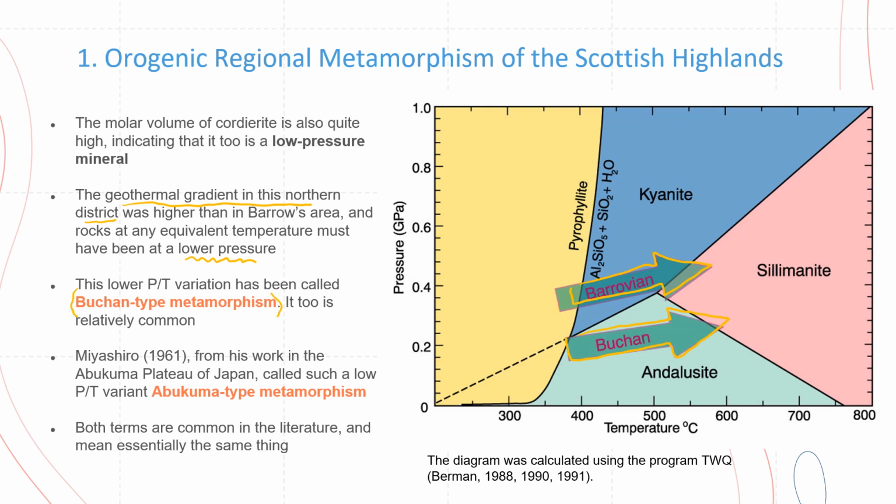And this too is a relatively common thing. So Miyashiro, from his work in the Abukuma Plateau of Japan, also called such a low PT variant the Abukuma type metamorphism. So these two terms here are both common in literature, and they mean essentially the same thing.